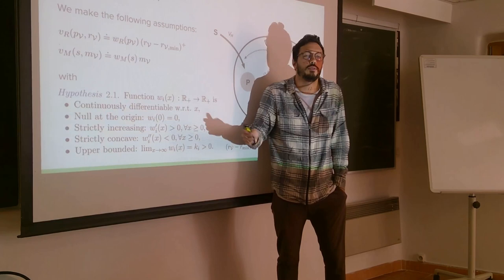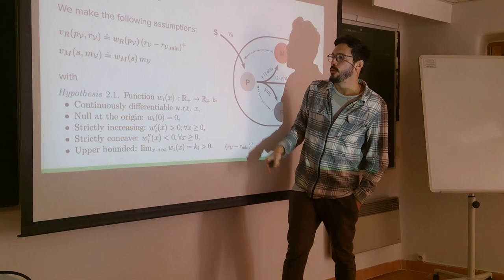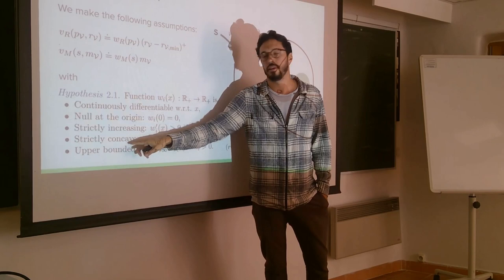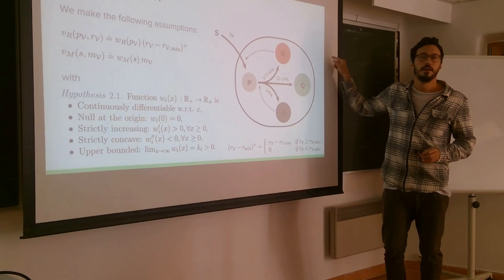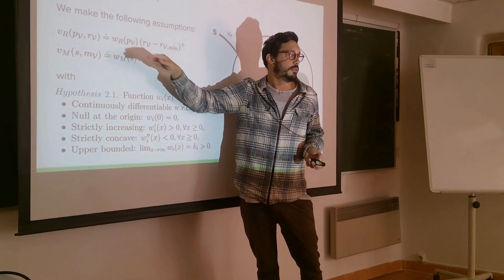But you can think of these two functions as a Michaelis-Menten function, which is null at the origin, continuously differentiable, strictly increasing, strictly concave, okay, but will be a shape like this. And it would saturate at some point. So for example, here, if I take P equal infinite, this will converge to a value, okay?